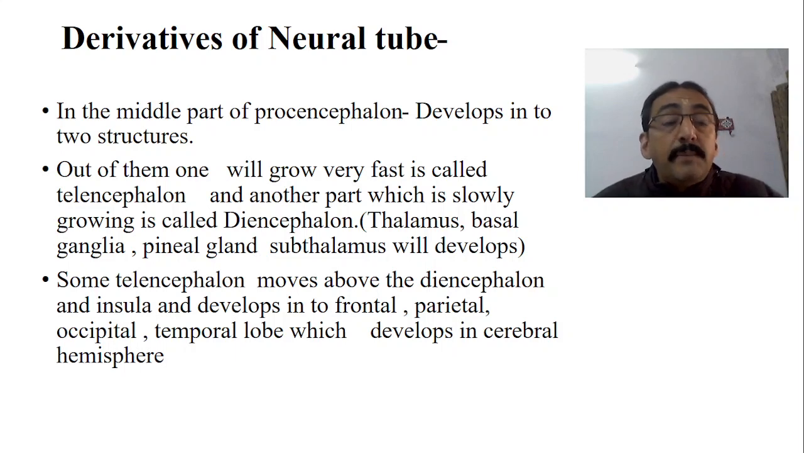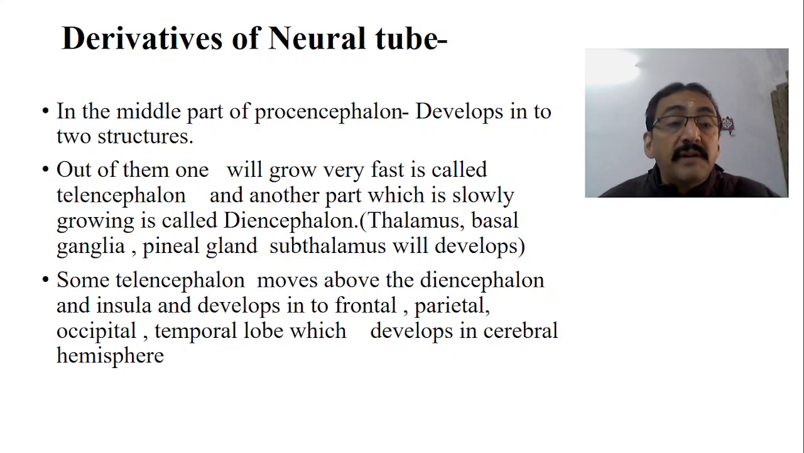The prosencephalon again divides into two structures. Out of them, one will grow very fast, and it is called telencephalon, and another part which grows very slowly is called diencephalon. Okay, so from the diencephalon we will have the development of thalamus, basal ganglia, pineal gland, subthalamus, etc. nucleus.